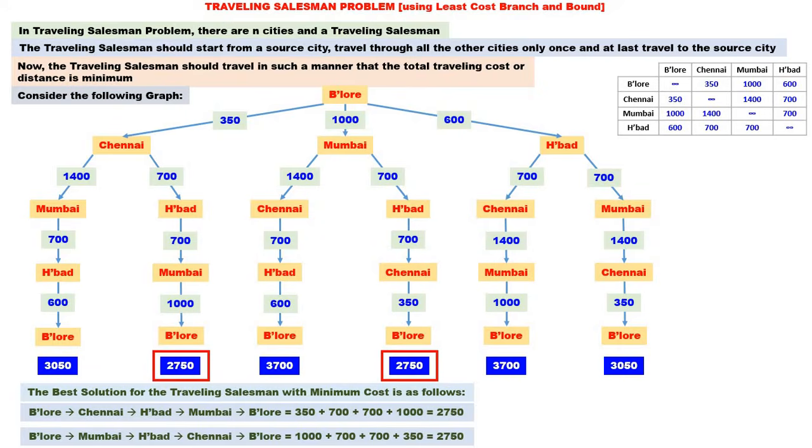If there are 40 cities, if there are 400 cities, can we do it like this? No, the number of options will be very, very huge. It will become exhaustive. We cannot find the answers for all the possibilities and then come to the minimum cost. No, that is not possible. We need a method which directly gives us the best solution, and for that we use the least cost branch and bound method. I think directly we should go to the method.